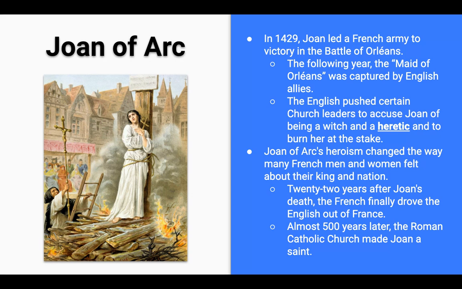So, in 1429, Joan led a French army to victory in the Battle of Orleans. The following year, the Maid of Orleans, so Joan of Arc herself, was actually captured by English allies. The English allies then handed her over to the English, who pushed certain church leaders to accuse Joan of being a witch and a heretic and to burn her at the stake.